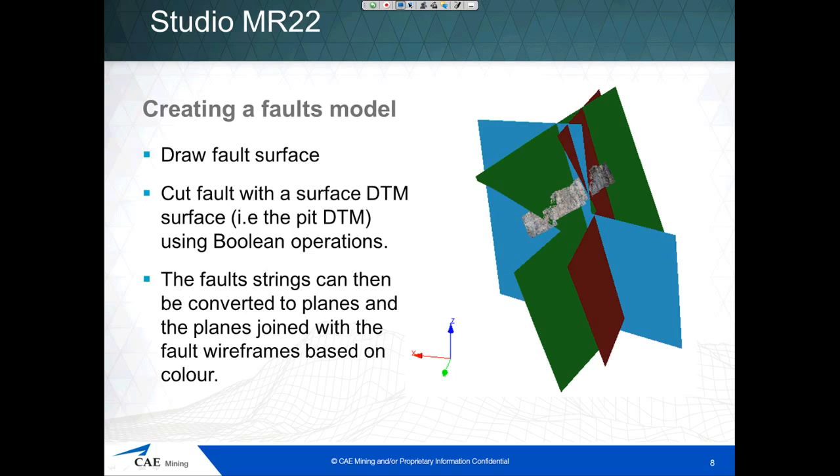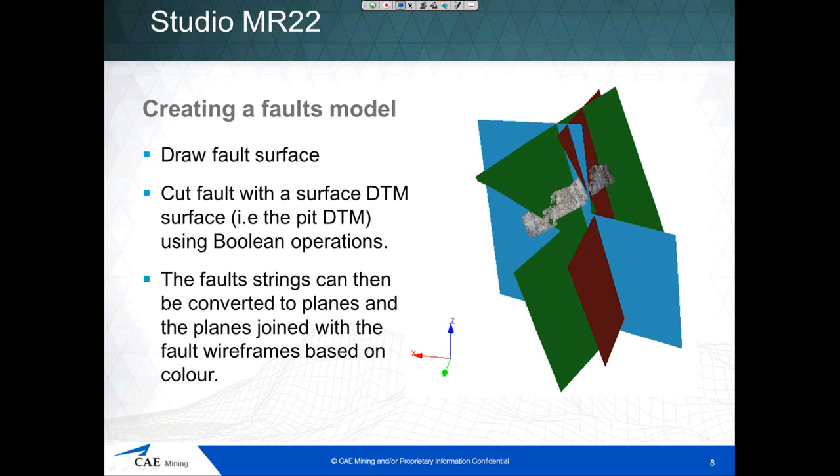So this is just a small demonstration of how to cut a wireframe surface with a DTM using your Sirovision mosaic folder. And the way we do that is we use the Boolean operations. And the faults can be converted to planes, and you can get out the dip and dip direction of these structures and then link the planes with these wireframes so that you have all the dip and dip directions within the wireframe information.